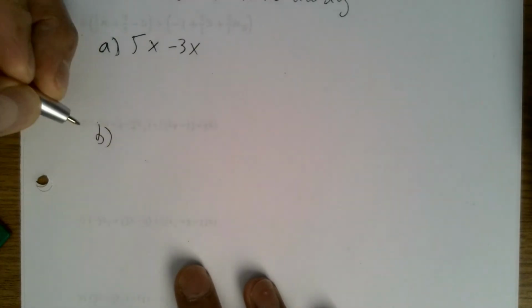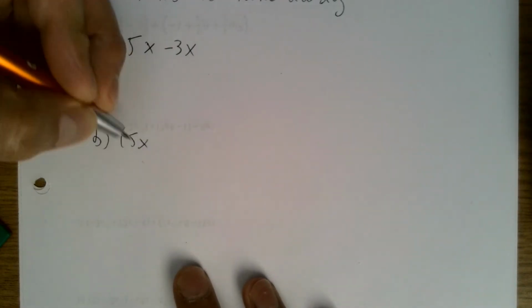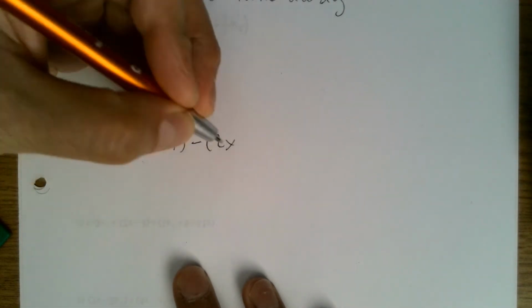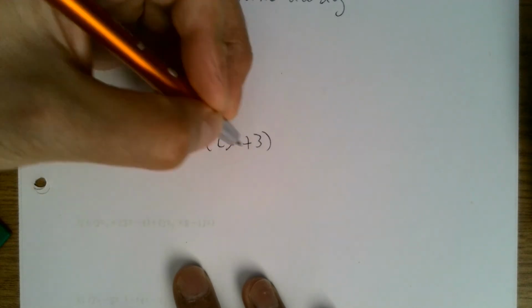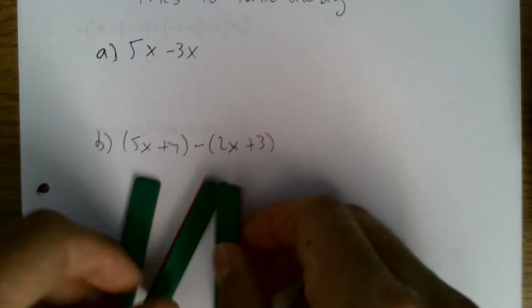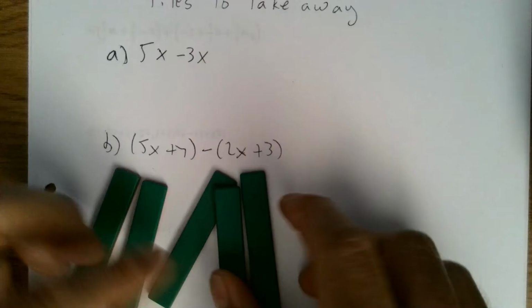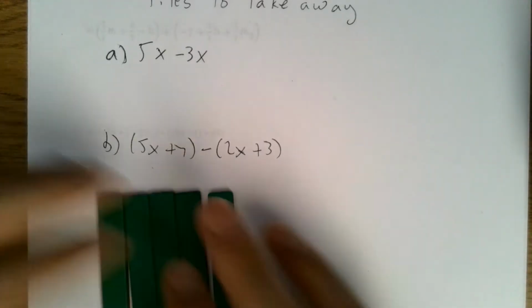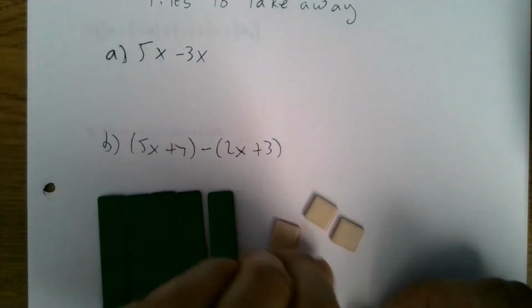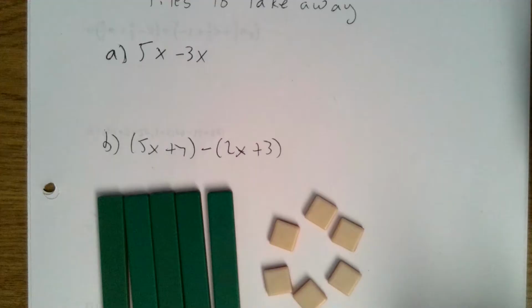Okay, next one. B. We've got 5x plus 7 minus 2x plus 3. And again, we want to do this by taking away. So we're going to start with our 5x plus 7. There we go. There's 5x plus 7.